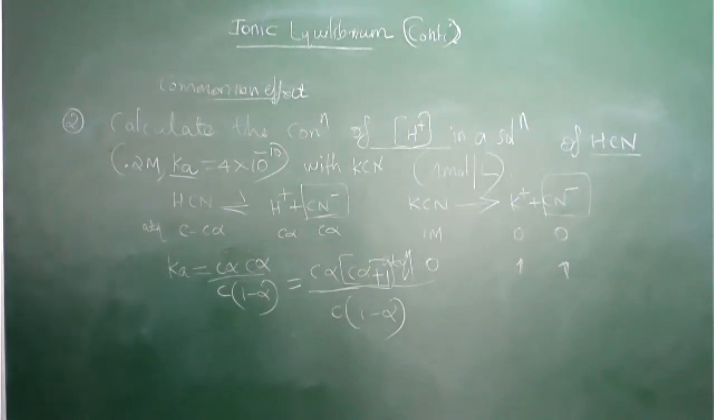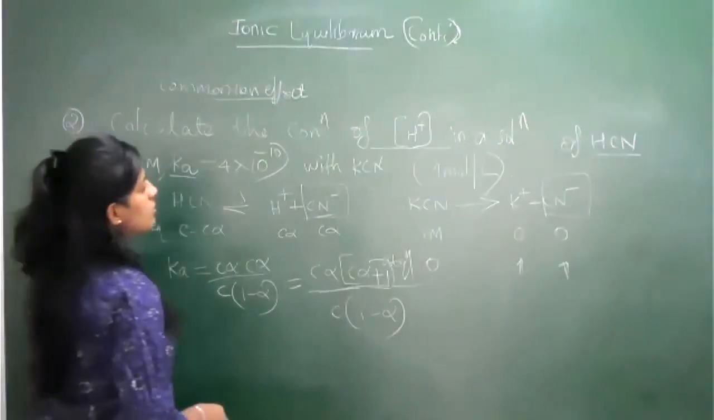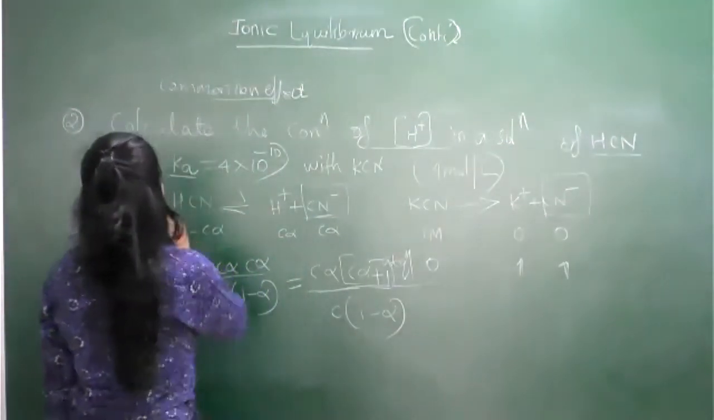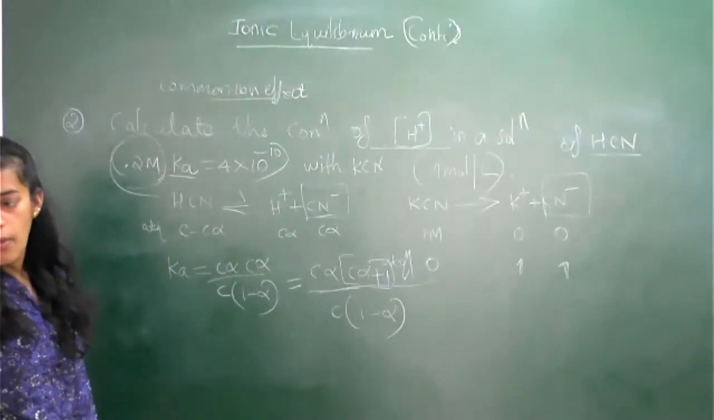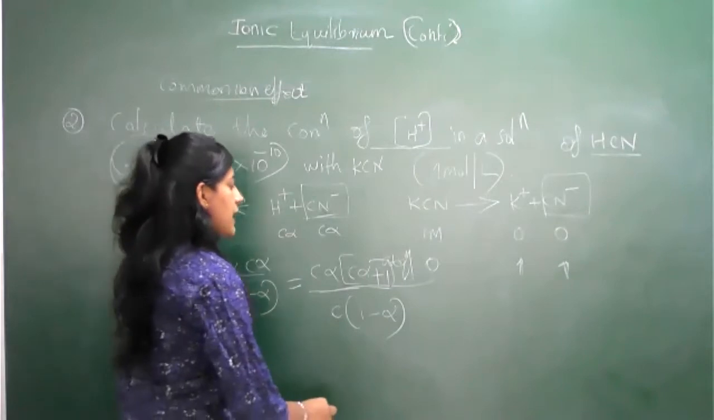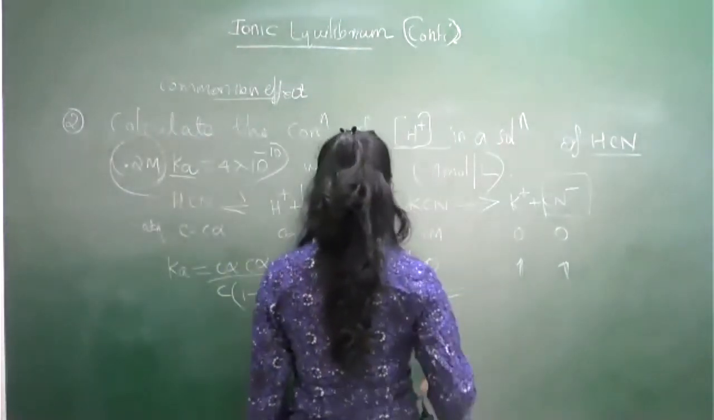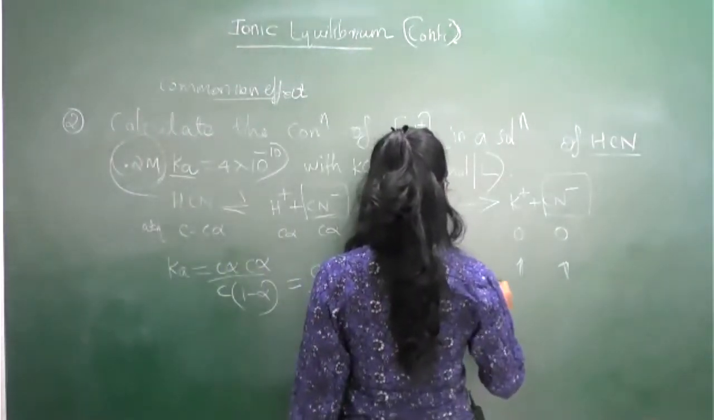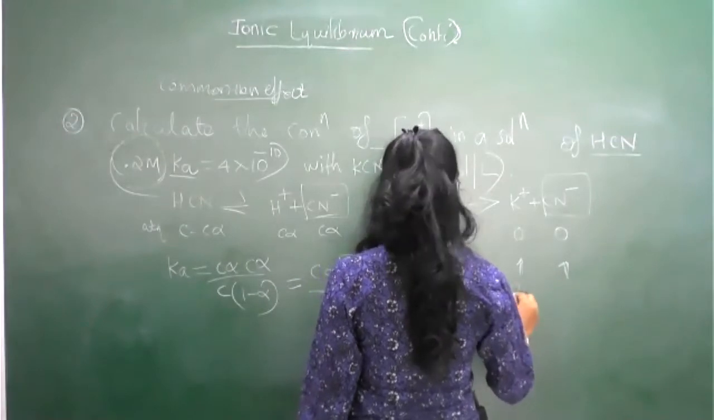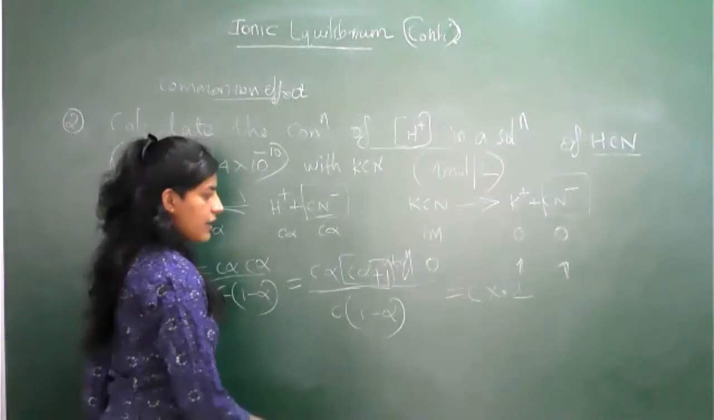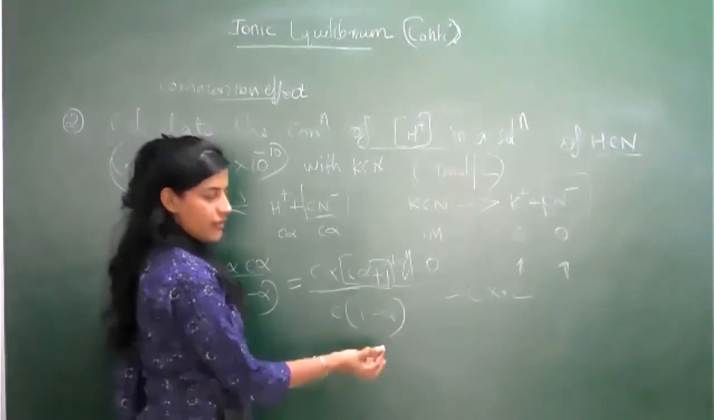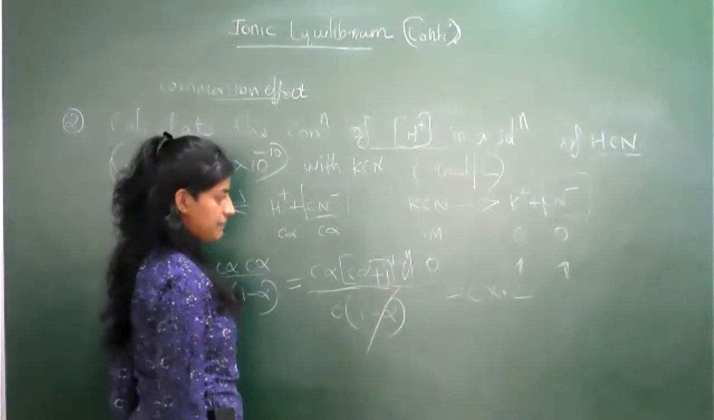Then after that, tell me what about the concentration? C, students, C equal to 0.2 molar. Substitute everything, we will get. One more thing. Look, 1 minus alpha gets cancelled.